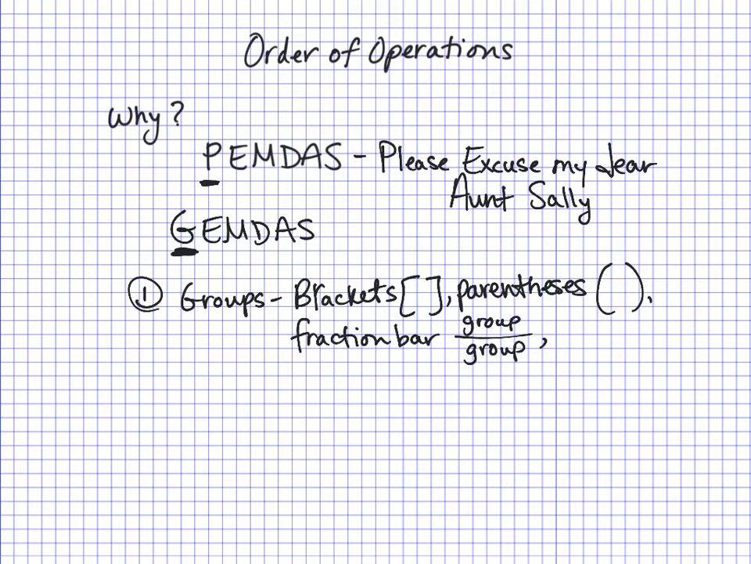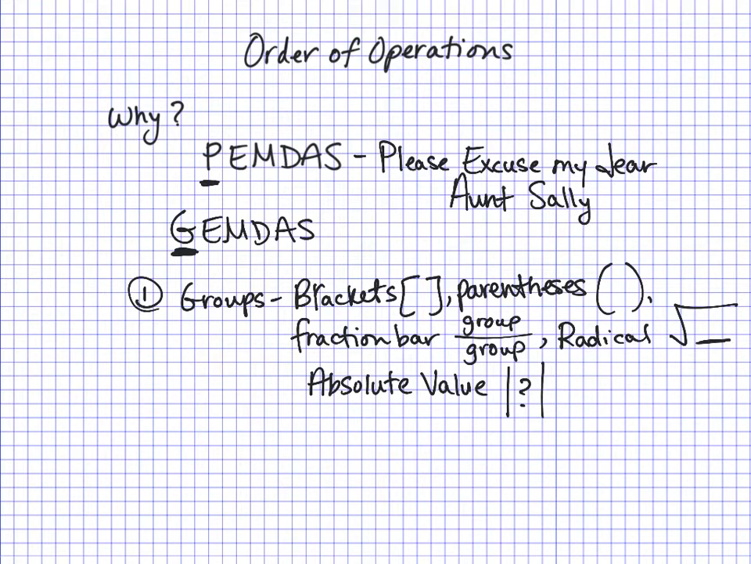Other ways we might see groups could be in a radical symbol. In a radical symbol, right? Things underneath radical signs could be considered groups. And also, the last one could be something like absolute value symbols. You may or may not have seen absolute value symbols. Those are vertical lines, right? And inside those vertical lines, we have some kind of numerical representation. But the absolute value symbols can be considered grouping symbols as well.